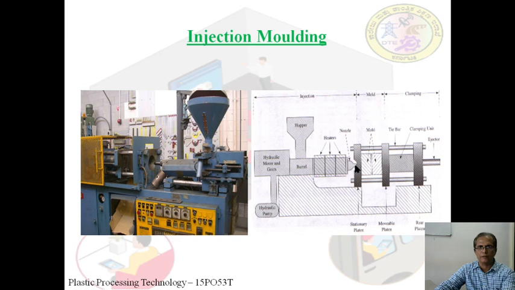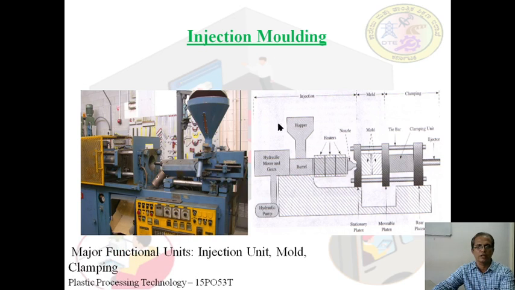This end of the barrel is called the nozzle, and these are the mold holes, and these are the tie bars, and this is a clamping unit or locking unit. These are the main parts of the injection molding machine. This is a pictorial view. This is the cross-sectional view of the injection molding machine.